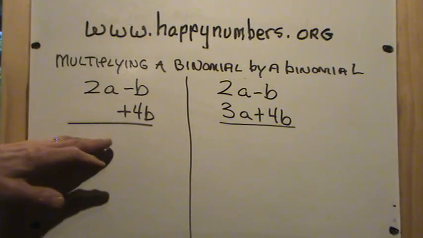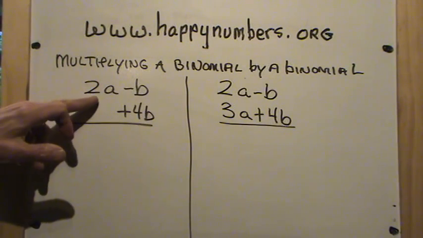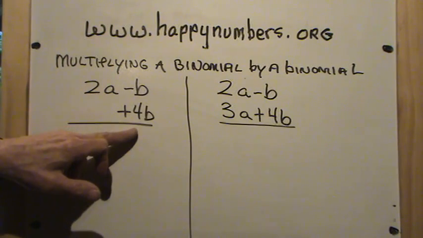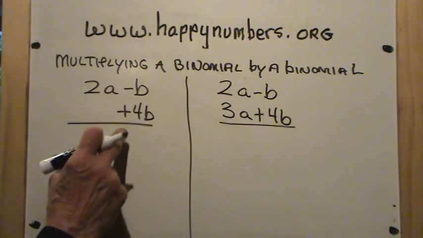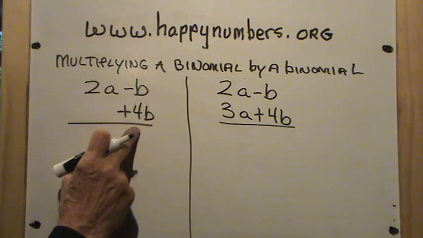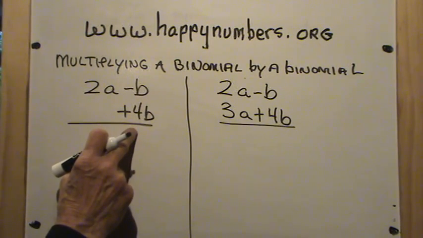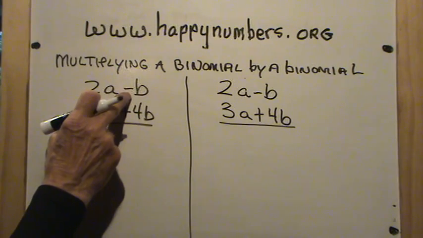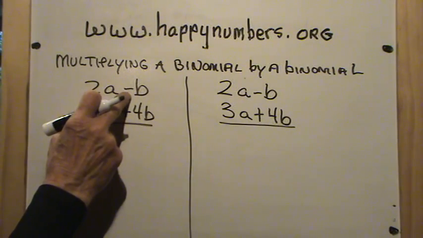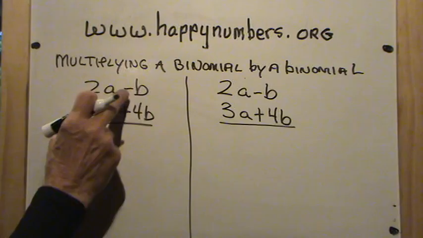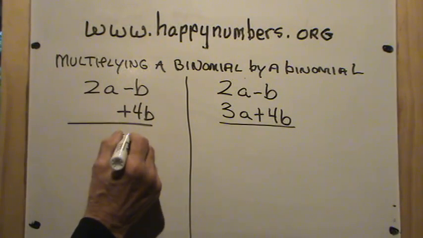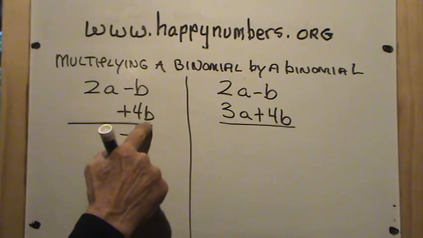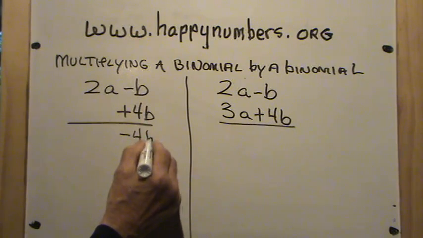Now, last lesson we went over multiplying a binomial by a monomial. And it was a pretty simple task, and we'll just review it. You simply multiply the coefficients here, positive 4. You have to remember that there is a 1 here. It's not written, but this is a negative 1b. So positive 4 times negative 1 gives me negative 4. And b to the first and b to the first gives me b to the second.